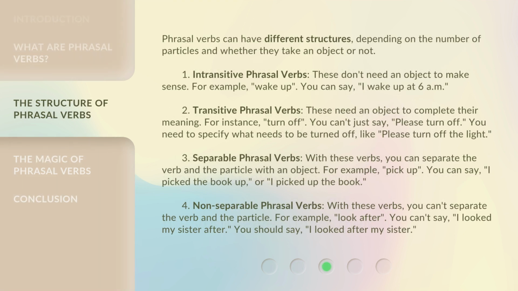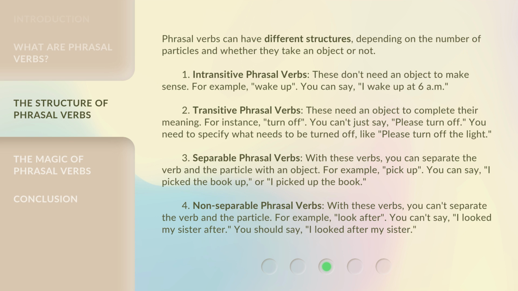Phrasal verbs can have different structures, depending on the number of particles and whether they take an object or not. 1. Intransitive phrasal verbs. These don't need an object to make sense. For example, wake up. You can say, I wake up at 6 a.m.